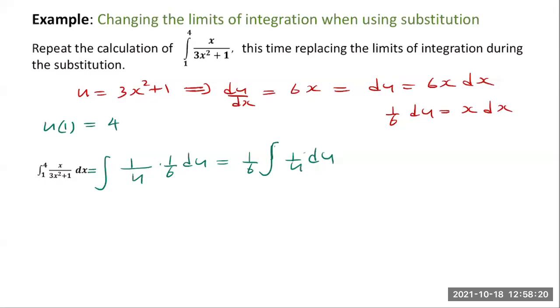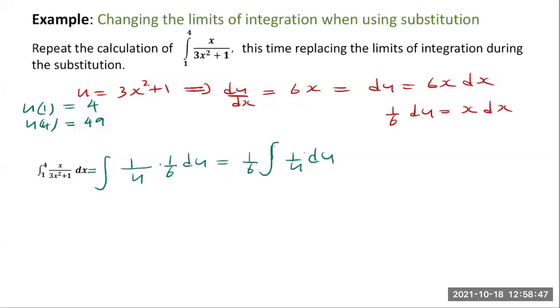And then what is u of 4? To find the upper limit, when x is equal to 4, you plug in 4 in your function. That will give you 49. So we have the upper limit and the lower limit for u. That's not for x. These are the lower limits and upper limits for u.